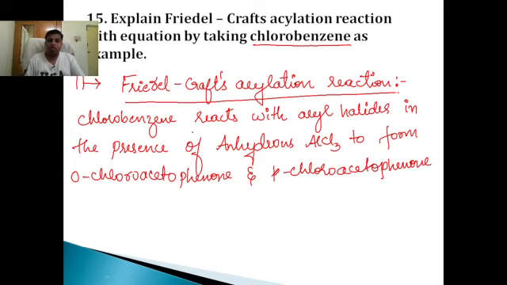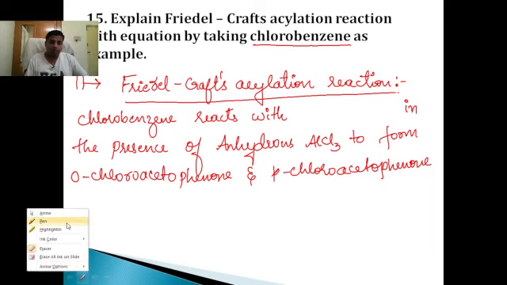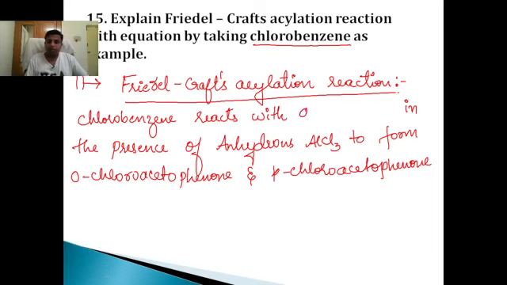Chlorobenzene reacts with acyl chloride. Be particular. Let me quote an example here itself. Chlorobenzene reacts with acetyl chloride. Since it is for 2 marks, directly we'll write the example. Chlorobenzene reacts with acetyl chloride in the presence of anhydrous aluminum chloride to form orthochloroacetophenone and parachloroacetophenone.